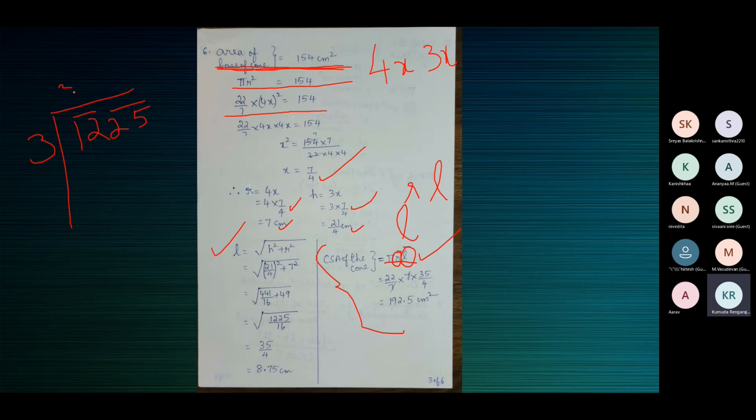3 is a 9. 3 is a remainder. The next pair comes down. 25 comes down. Double the quotient. Whatever you add here, you should add the same thing here. 5s are 65, 5s are 325.